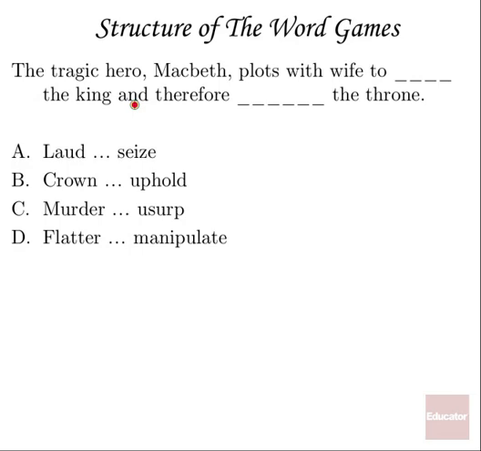What do you do when you have two blanks? Well, that's kind of scary and fun. Basically what's happening here is that we have the tragic hero plots with his wife to blank the king and therefore blank the throne. What do I mean by this? Well, we'd have to figure out which pair actually fits together. Now you might be thinking, oh no, one was tough enough, now I got to do two. Well, it actually turns out that these ones that have two in them are going to be a little easier to answer than the ones that only have one. And I'll show you why later.